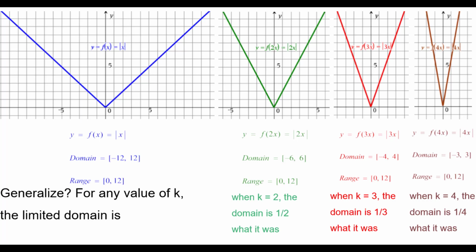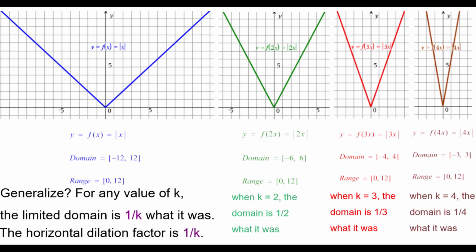Now we can generalize. For any value of k, the limited domain is what? So the limited domain is the reciprocal of that, 1 over k of what it was. So for example, it was 1/2 when k was 2, 1/3 when it was 3, 1/4 when it was 4. The horizontal dilation factor is 1 over k, the reciprocal of k. It's a big deal, by the way.